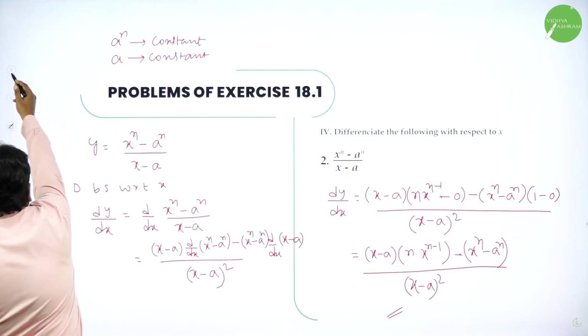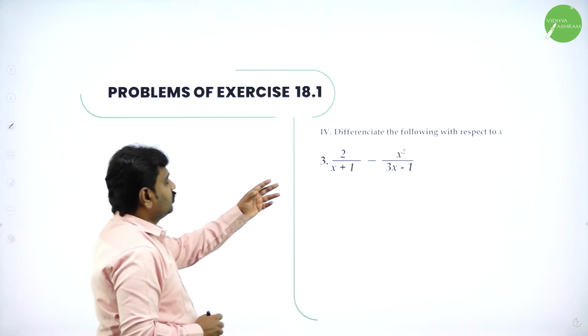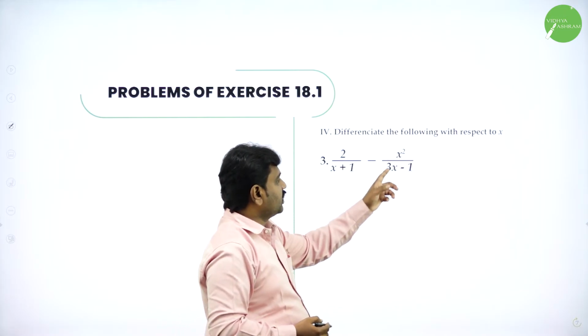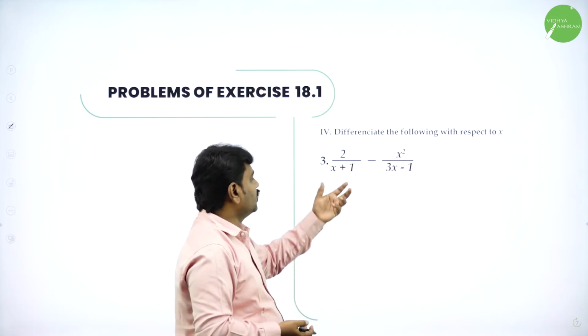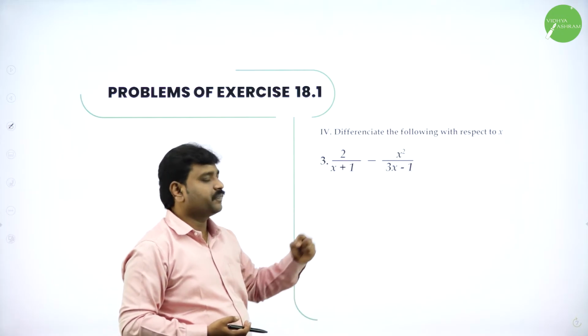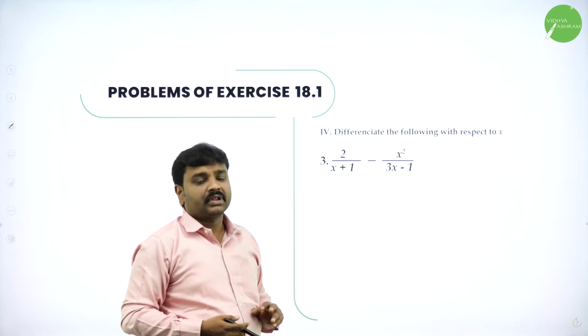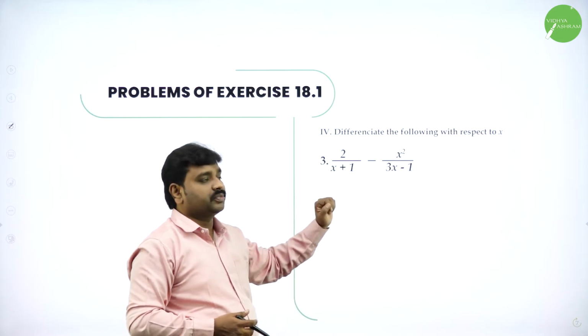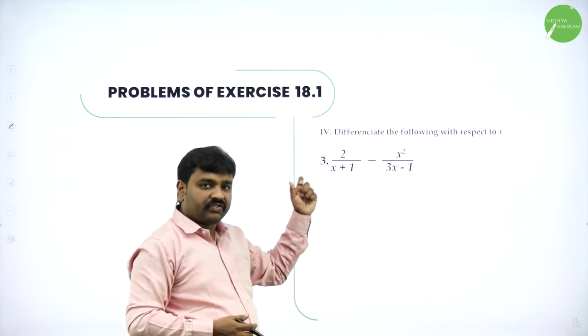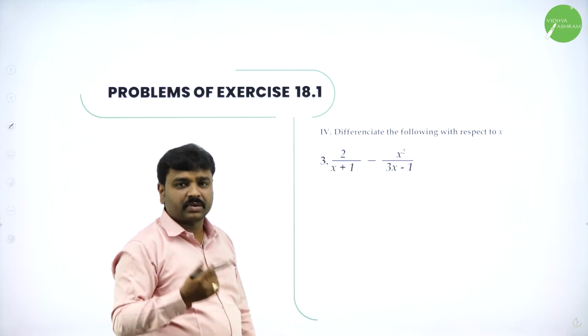Next, now the problem is 2 divided by x plus 1 minus x square by 3x minus 1. They gave 2 terms in the problem. You can do one thing, you can compress this by taking LCM, or you can differentiate each term. For second term you should use quotient rule. For first term also you should use quotient rule separately.